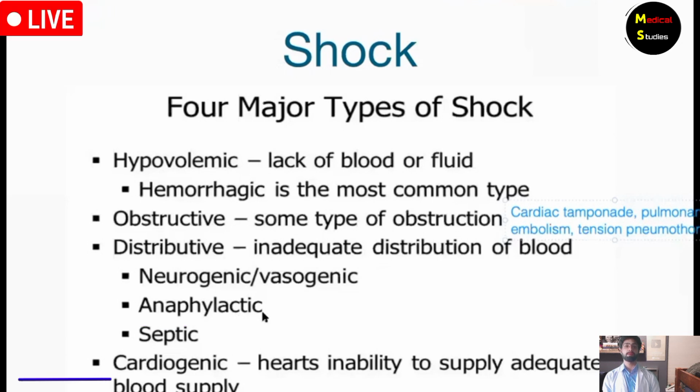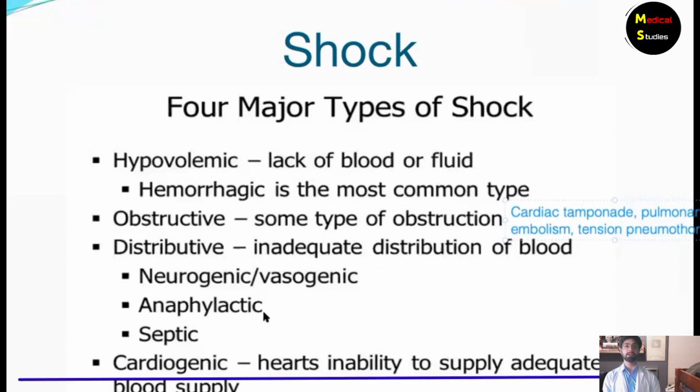Now next one is cardiogenic. In this condition, the heart is unable to supply adequate blood to the tissues. It means your heart has some problem. That's why the heart is unable to supply adequate blood supply to the tissue. Okay. Now can anyone tell me some causes of cardiogenic shock? Anyone?